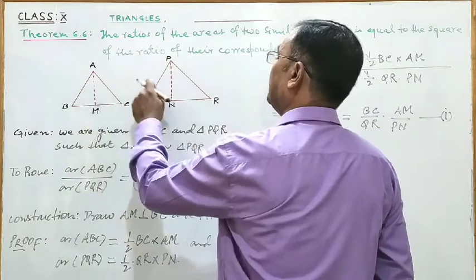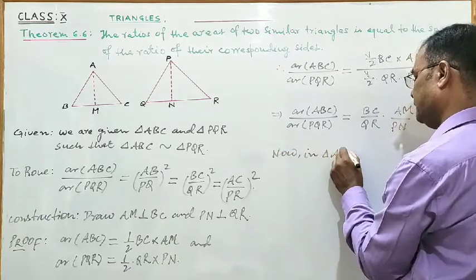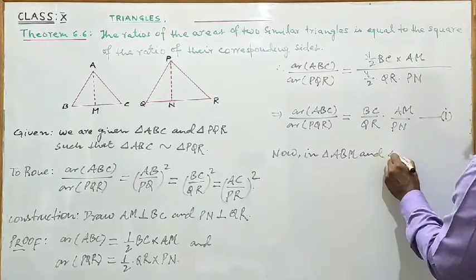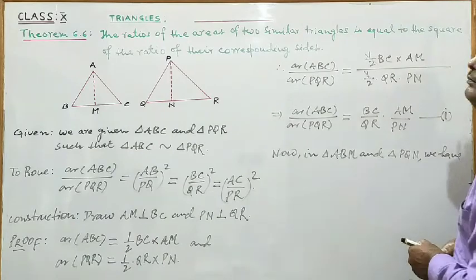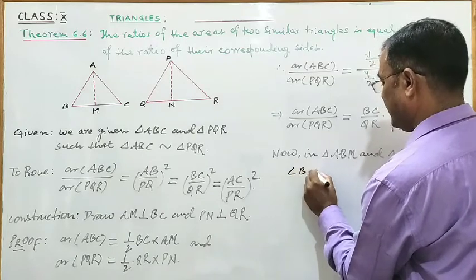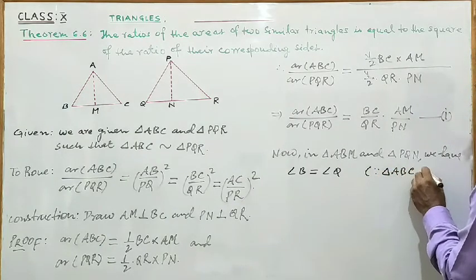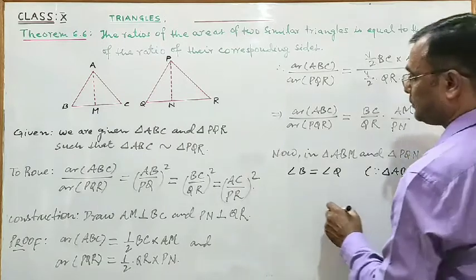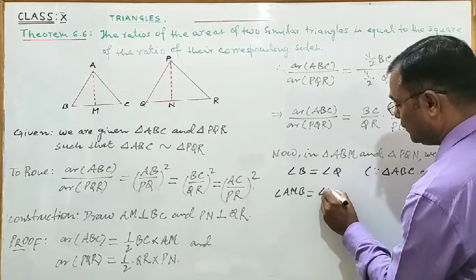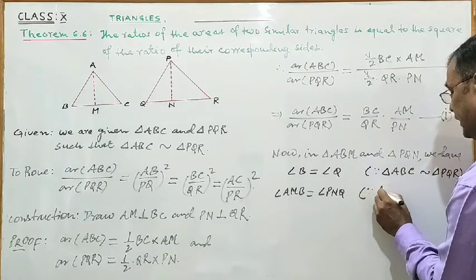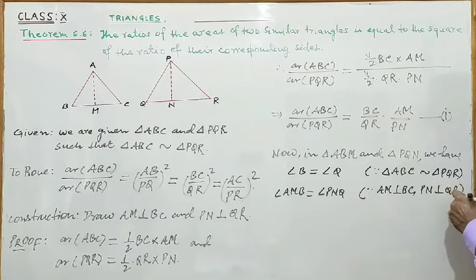Now in triangle ABM and triangle PQN, we have angle B is equal to angle Q, because triangle ABC is similar to triangle PQR, it is given, and angle AMB is equal to angle PNQ, as AM is perpendicular to BC and PN is perpendicular to QR by construction.